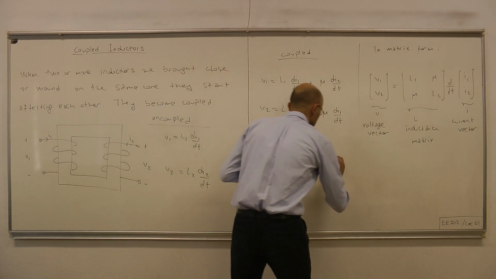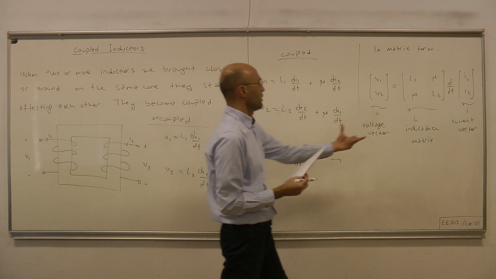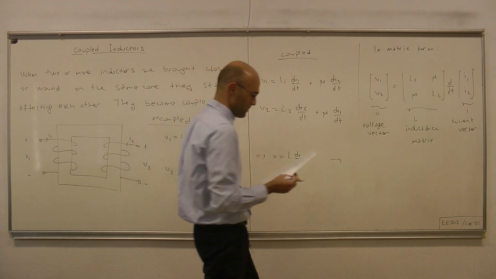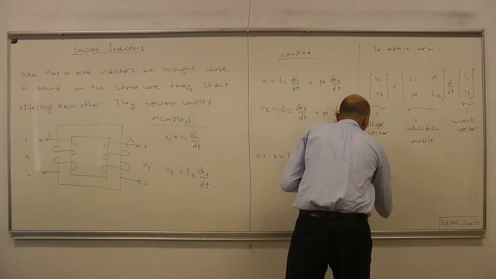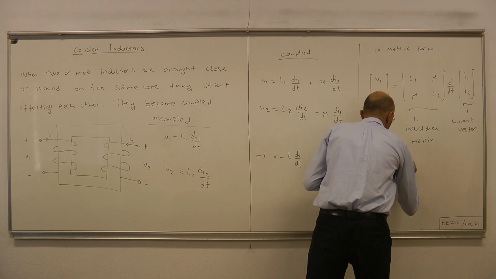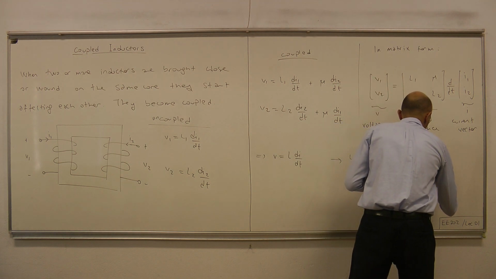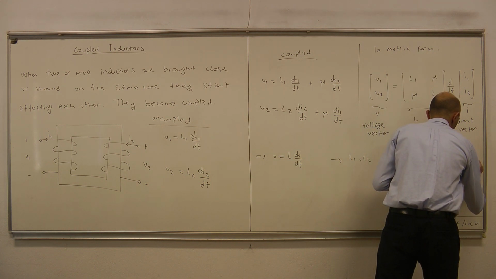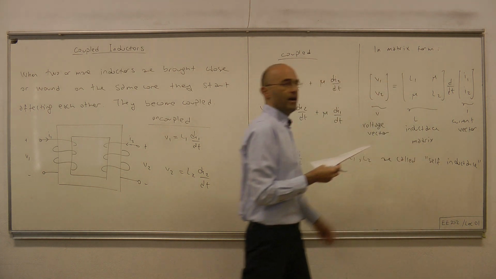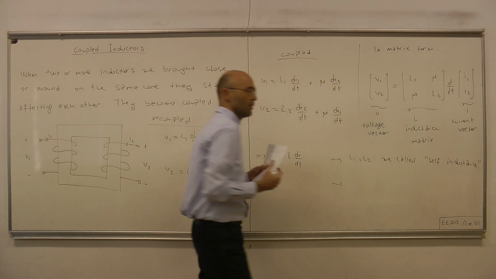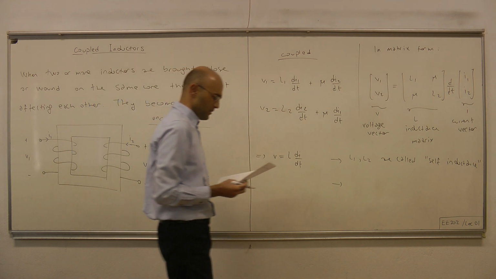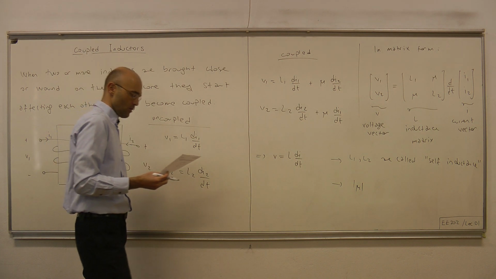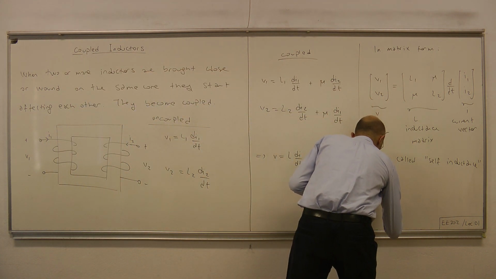So in this matrix equation, the diagonal terms are called the self-inductances. So L1, L2 are called the self-inductance. Whereas the off-diagonal terms are called the mutual inductance, or more accurately, their magnitude or absolute value is called the mutual inductance.